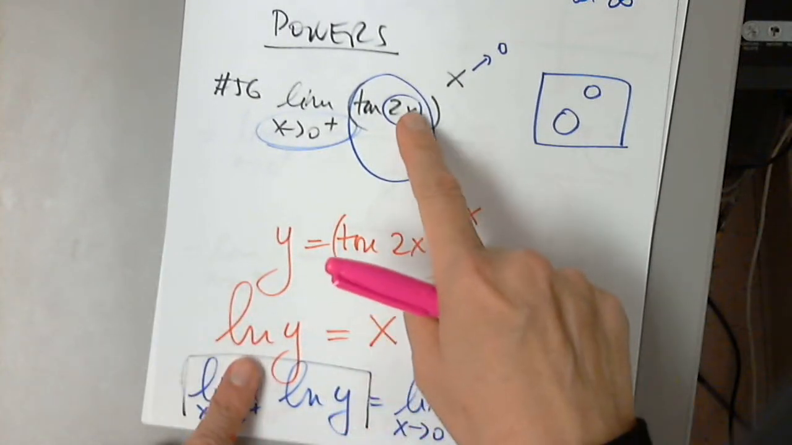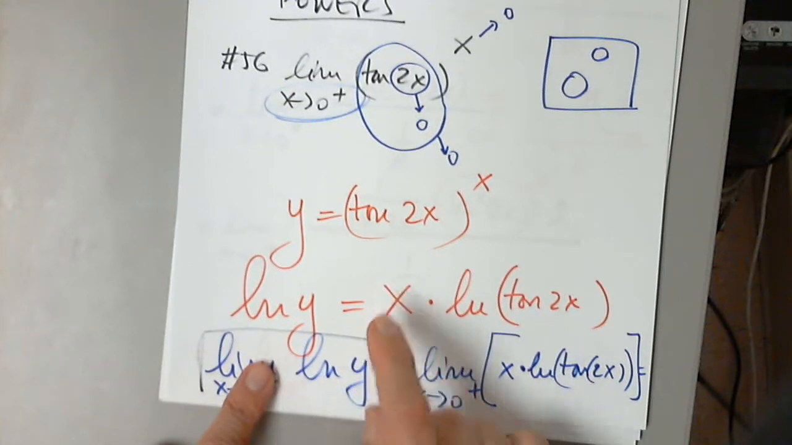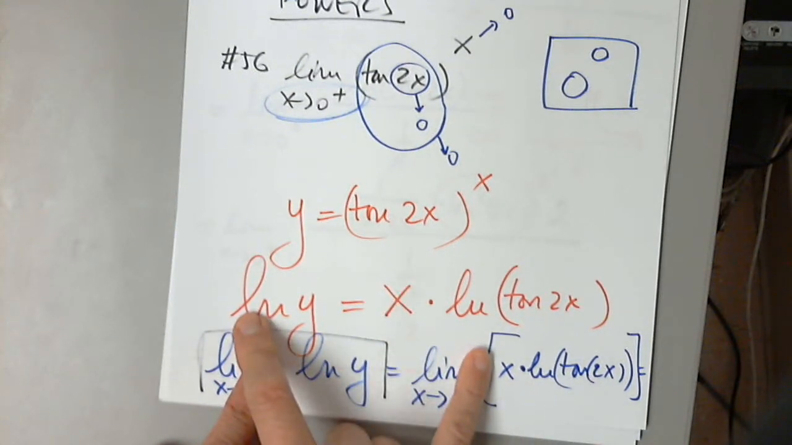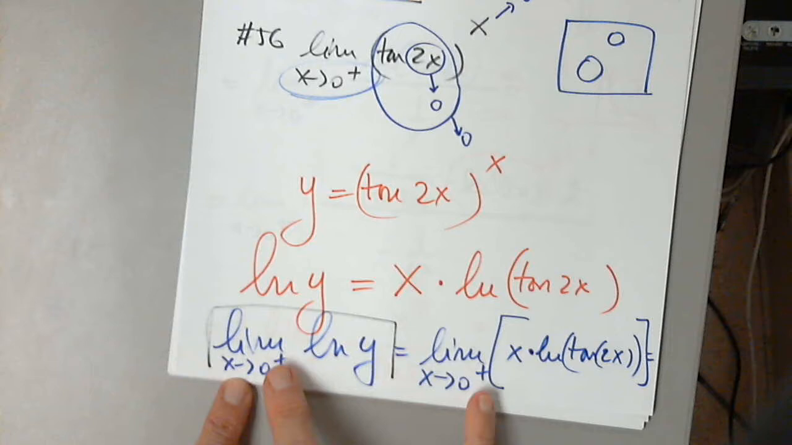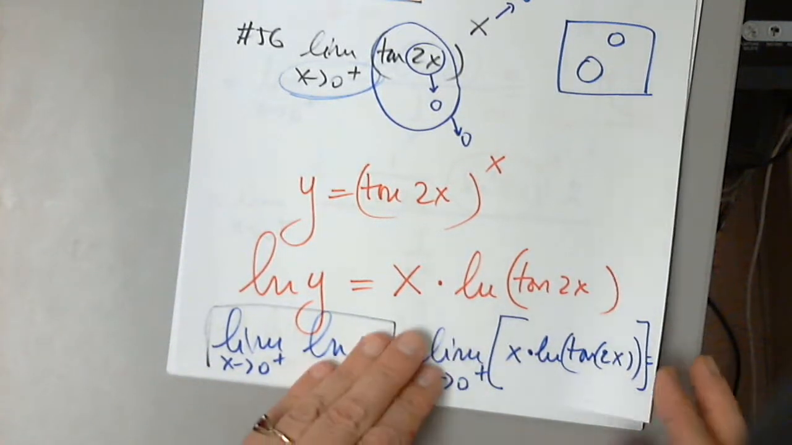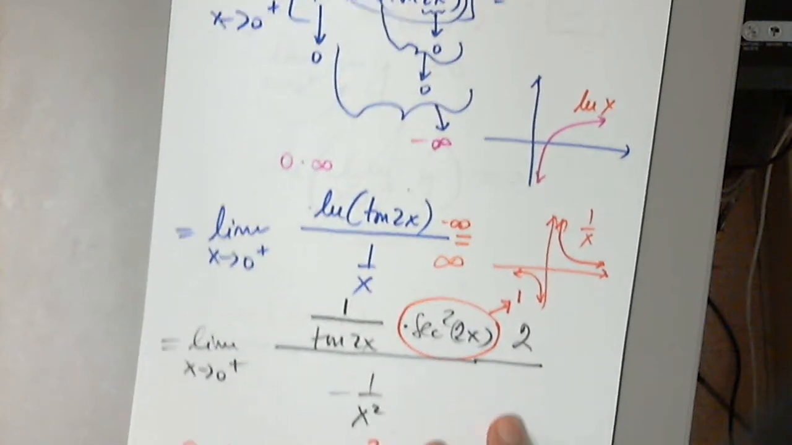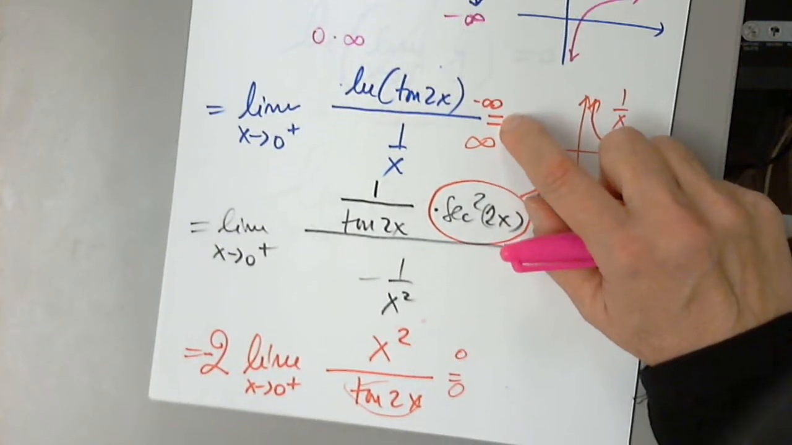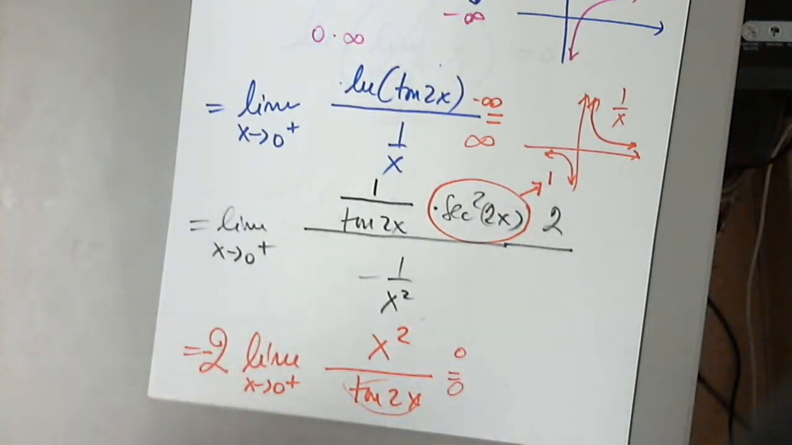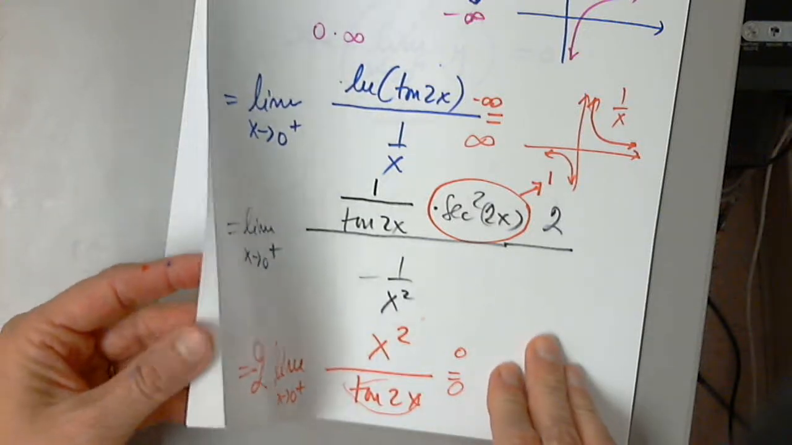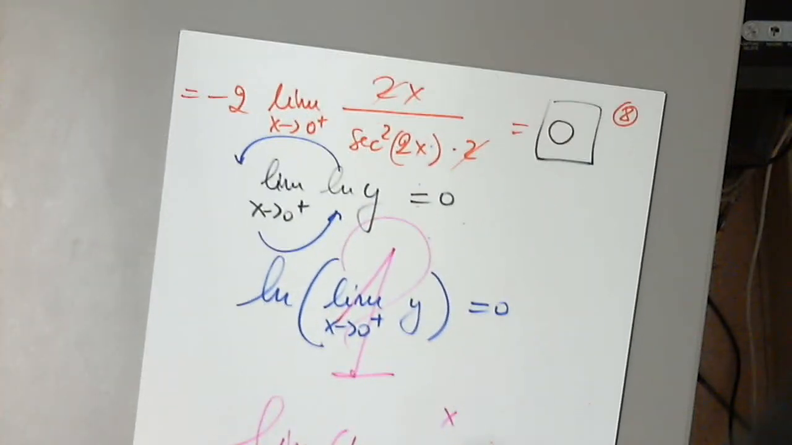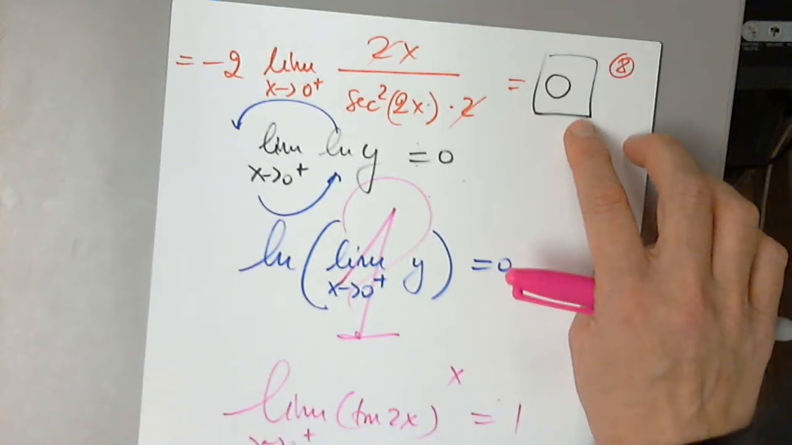Then we named the function. Then we applied log to both sides. Then we applied the limit to both sides. Then we manipulated this as much as possible to get it into 0 over 0 or infinity over infinity. Then we used L'Hopital's rule, twice actually. Then we got the answer for the limit of the natural log.